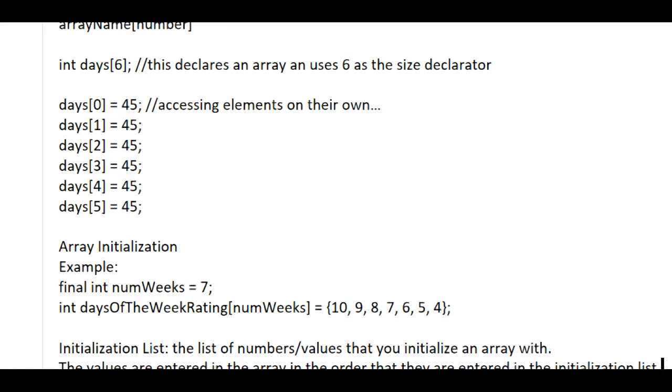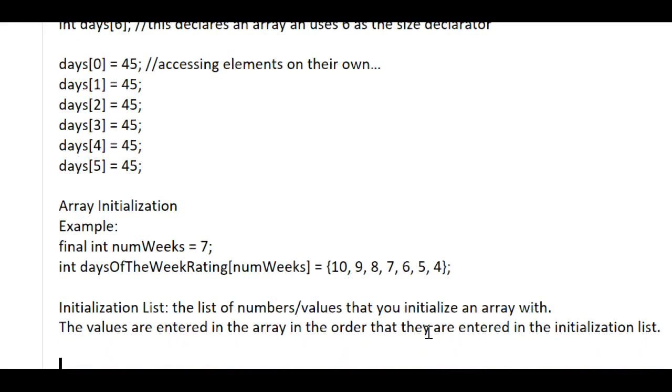Initializing the array not completely is okay. Any values that aren't initialized will be initialized to 0 by default, or a falsy value, meaning 0 for numeric types, false for Booleans, and null for objects.